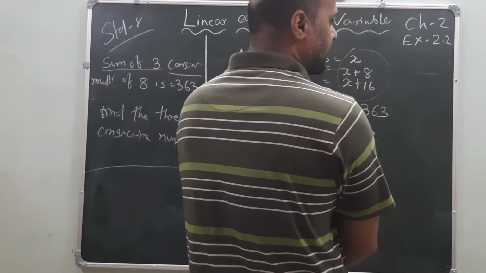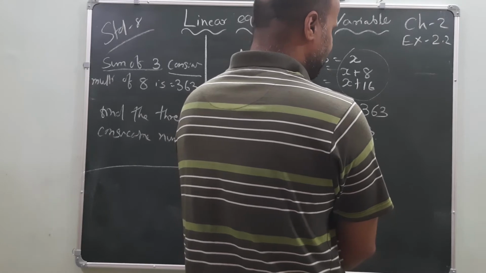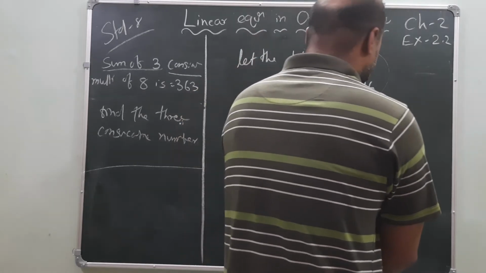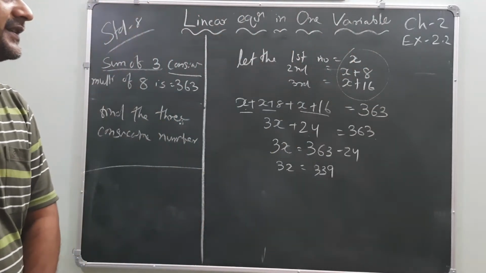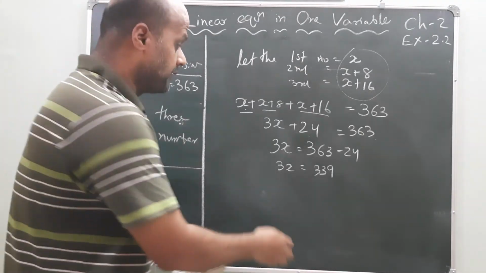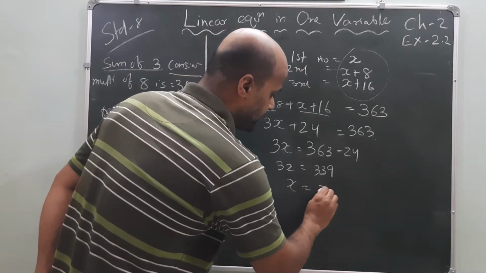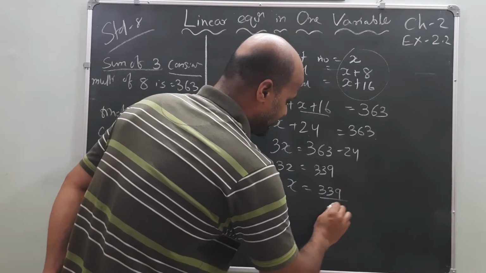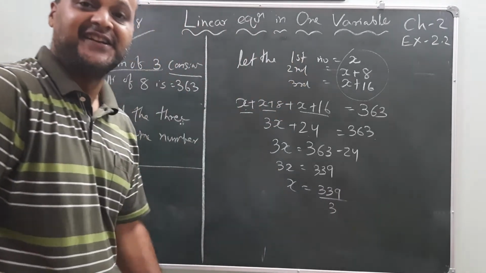Over, my dear friends, over. Completed? Yes. The values are 339. But if I divide it, you are the winner. You did the answer in a speedy manner.